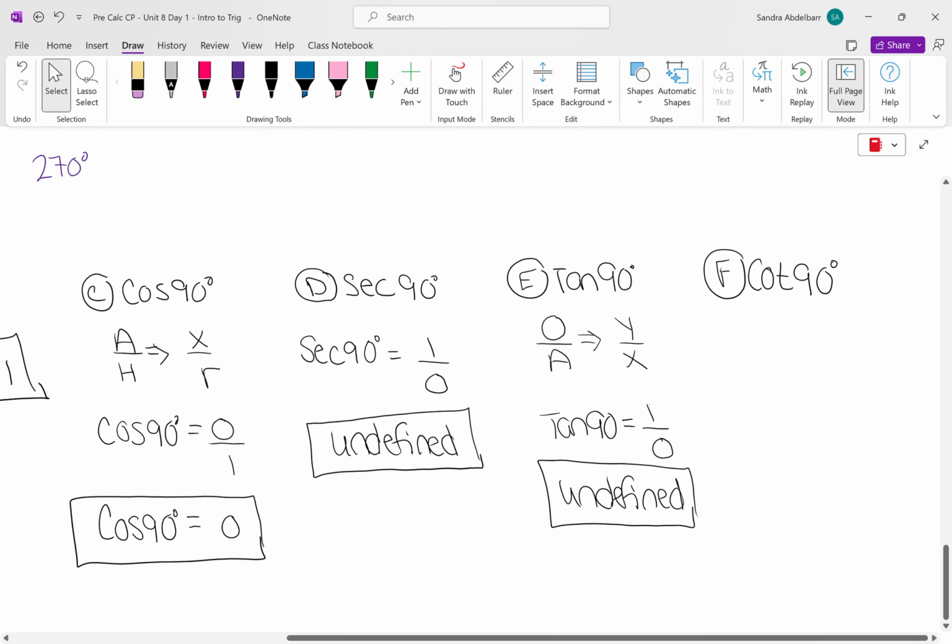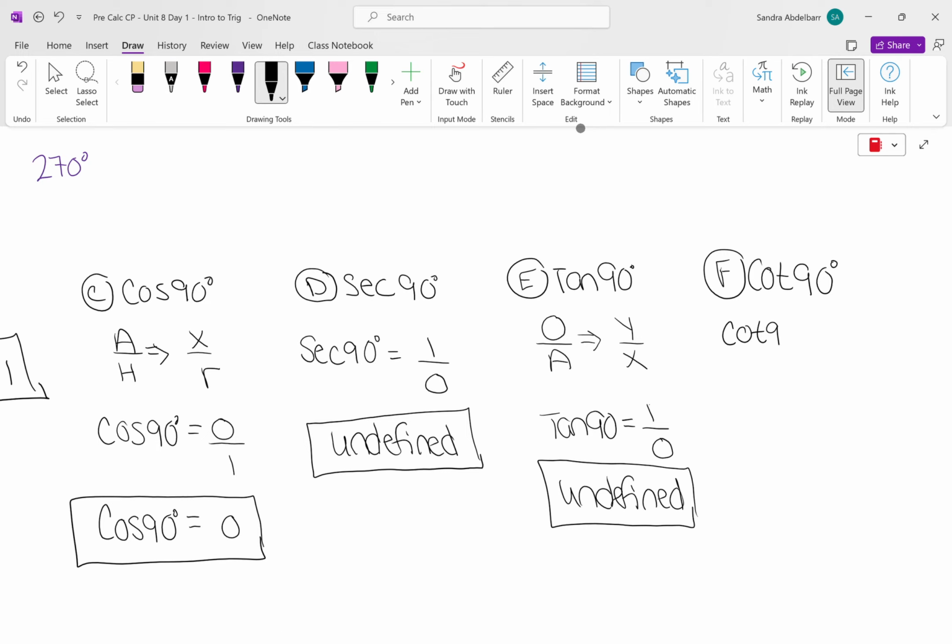And do we agree cotangent's just the reciprocal of tangent? So the cotangent is the reciprocal of tangent.